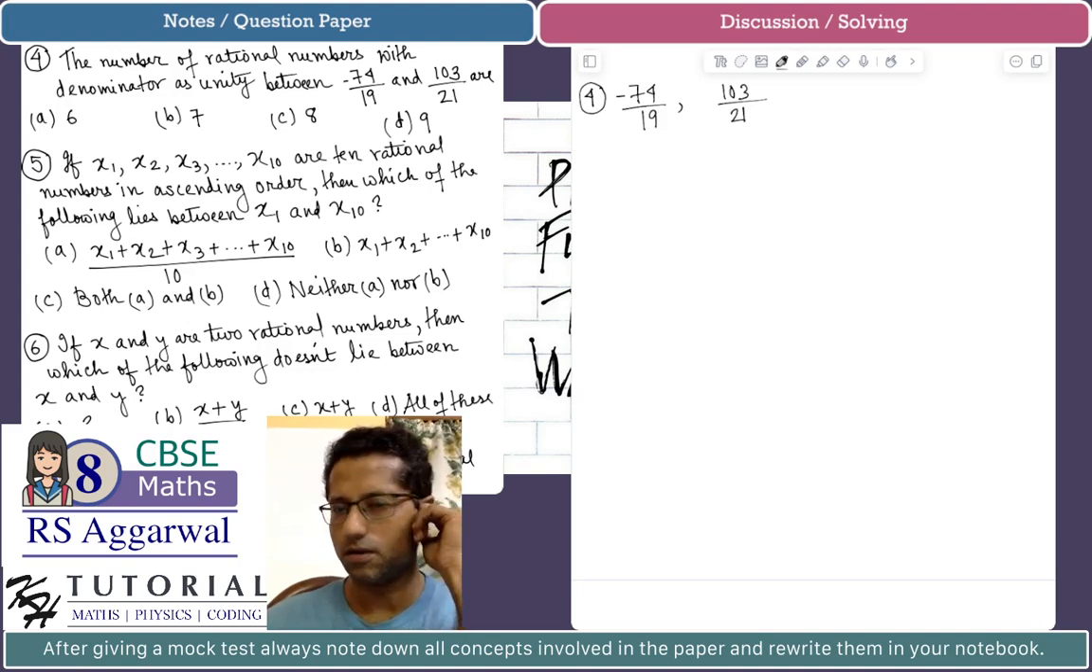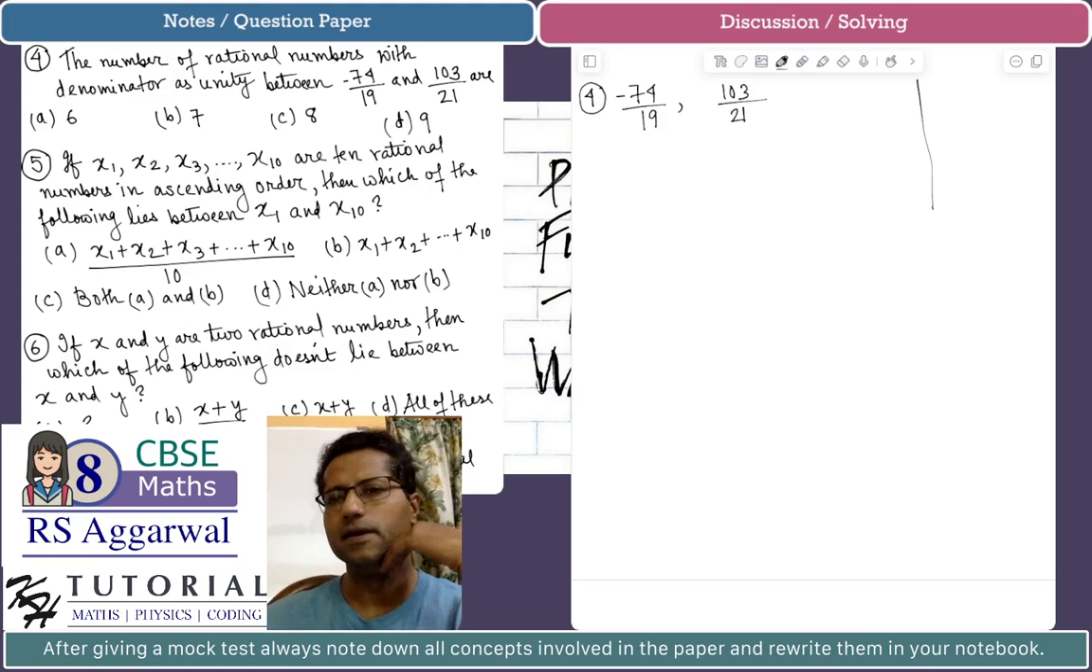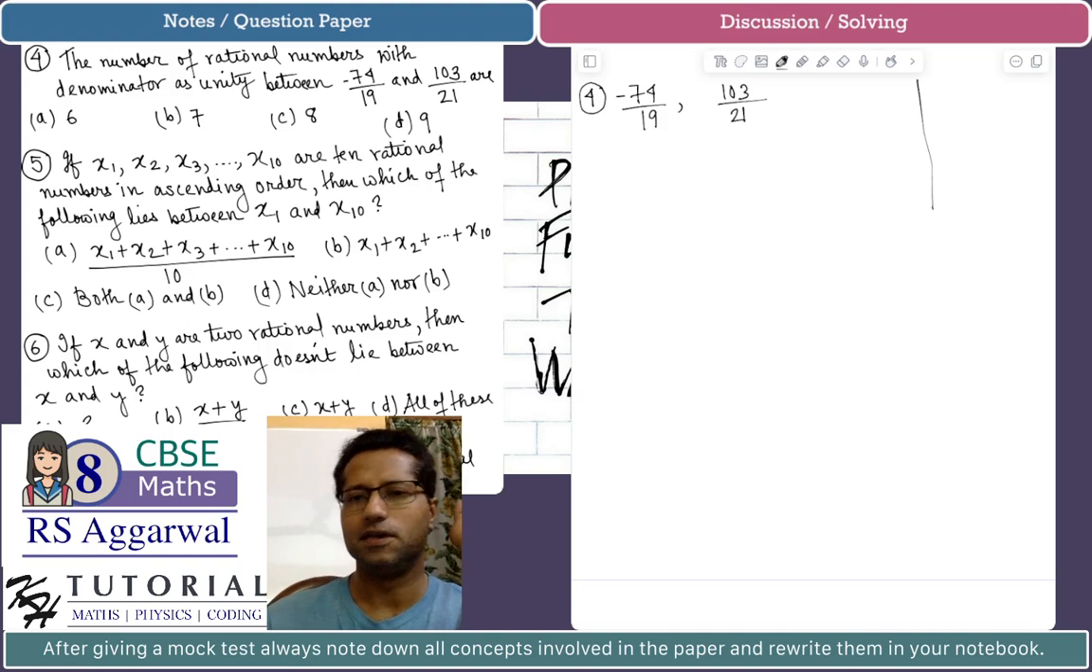Now what is a rational number with denominator as unity? Any rational number is of the form p by q, where p and q are integers and q is not equal to 0. So what are the rational numbers where q is 1? It is saying the denominator is 1. So q is 1 is nothing but any integer. So a rational number with denominator unity means simply it is an integer.